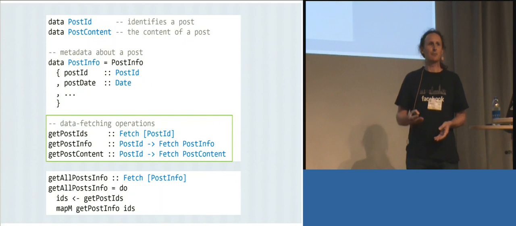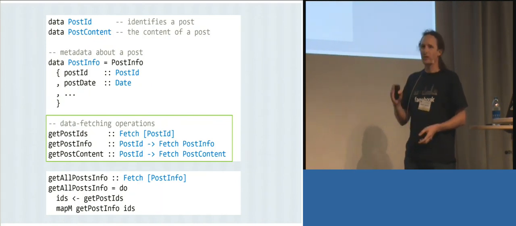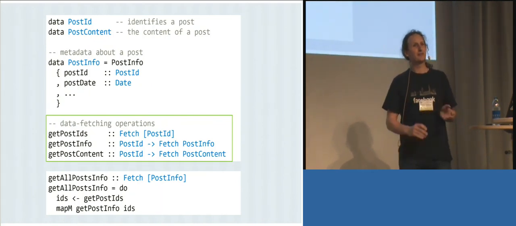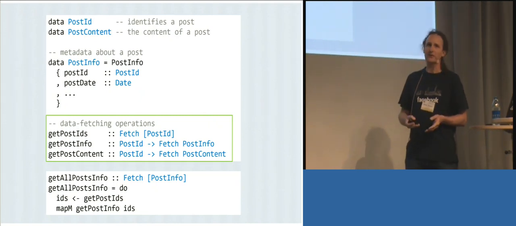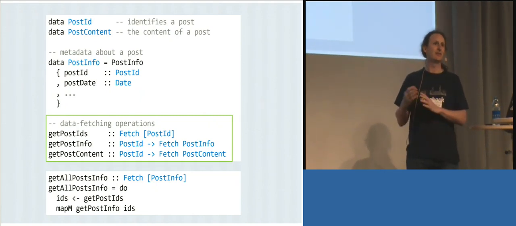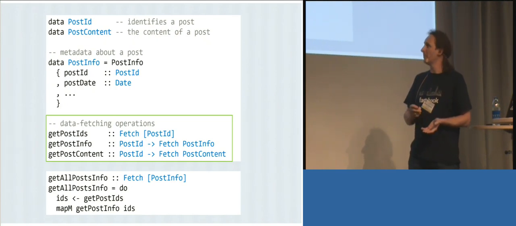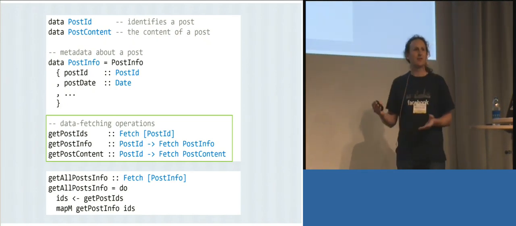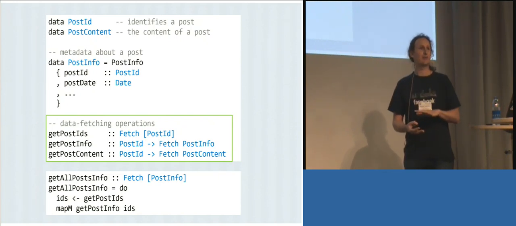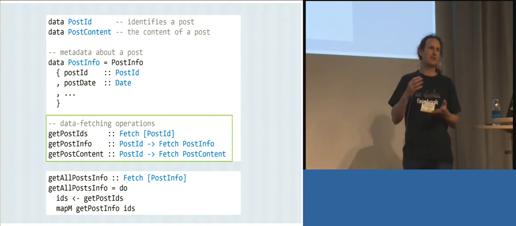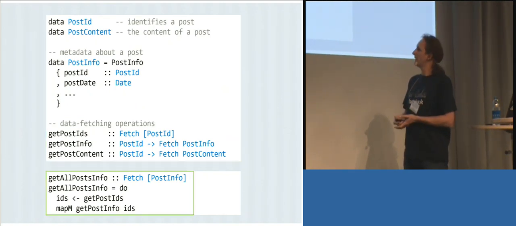And there are 3 data fetching operations. So we can get the post IDs, which is the complete list of IDs of posts in the blog. We can get the post info for any given post ID, and it returns the metadata for that post. And we can get the content for any given post. So these are the 3 primitives at this level of the programming model. They're actually implemented in terms of a single primitive in the framework. And you can see in the paper for more details about that.